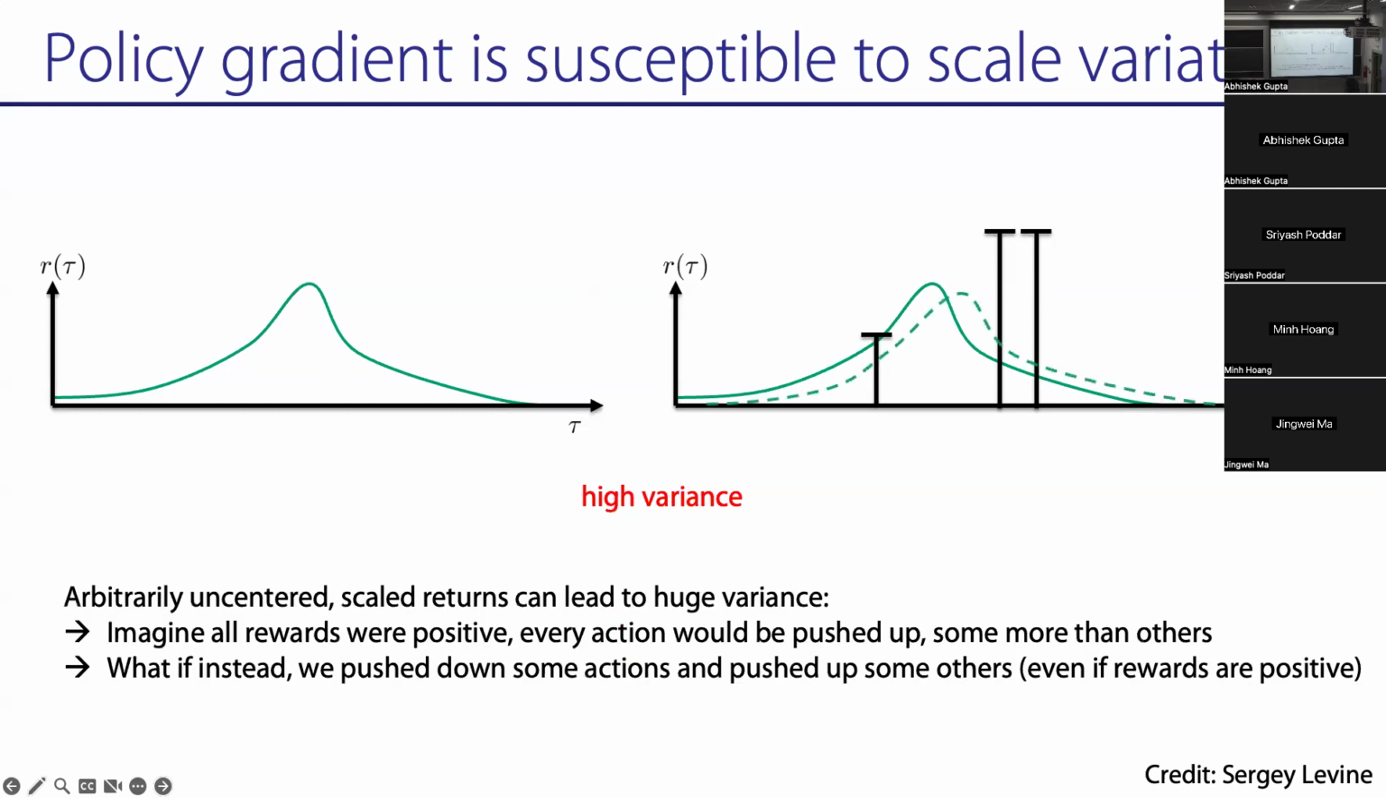So you can think of it as, when I have these arbitrary uncentered scale returns, some of the rewards can lead to huge variance. Because imagine all your rewards are positive, every action in your batch is going to be pushed up by some amount. If I had an infinite number of samples, this and this would be the same. But I don't have infinite samples, which means these things will be different. So when you talk about variance, it's about saying that you have a limited number of samples, and depending on which samples you took, it's going to lead to different outcomes. Right? So how do we fix this?